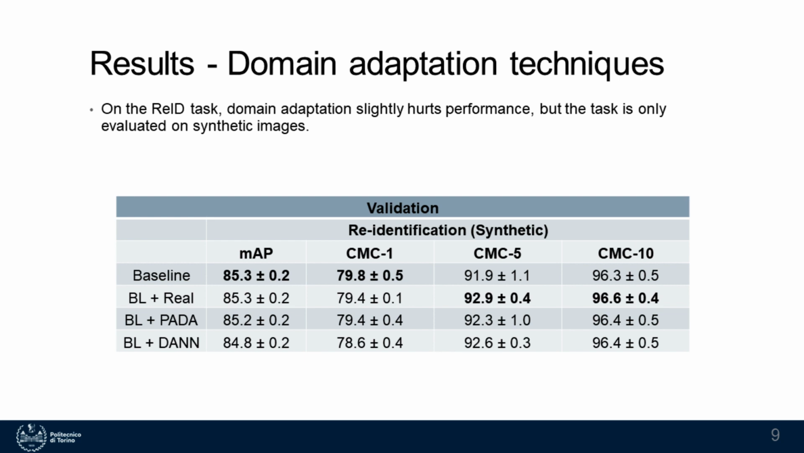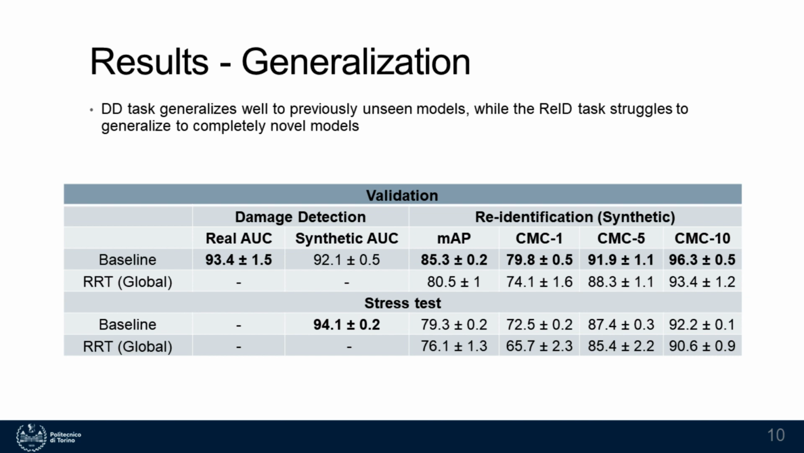Instead, considering that the identification task only evaluates performance on synthetic images, domain adaptation slightly halves the performance on this task. Overall, the damage detection task generalizes well to the previously unseen models. However, in the re-identification task, both TransRayD and the re-ranking transformer exhibit a modest performance drop when trying to generalize to completely new bike models.